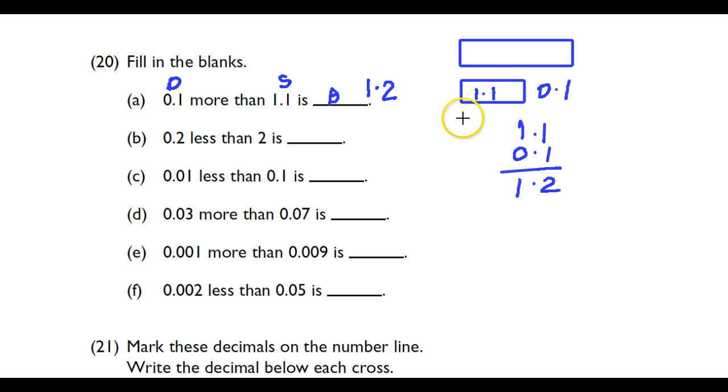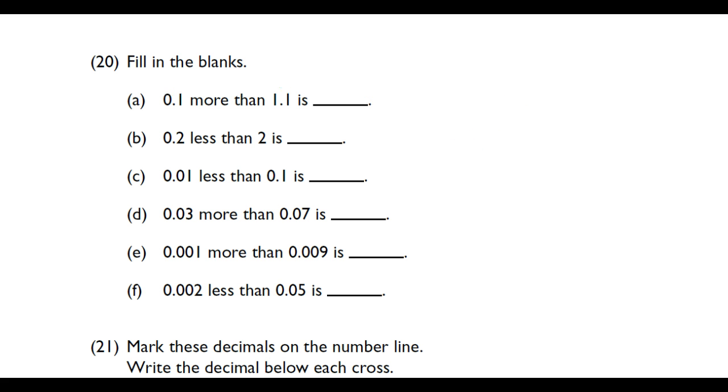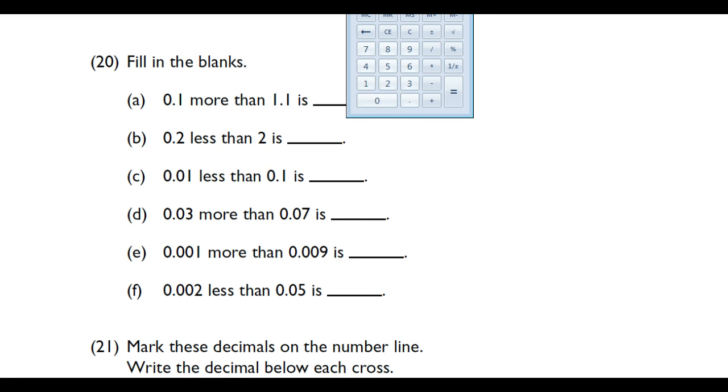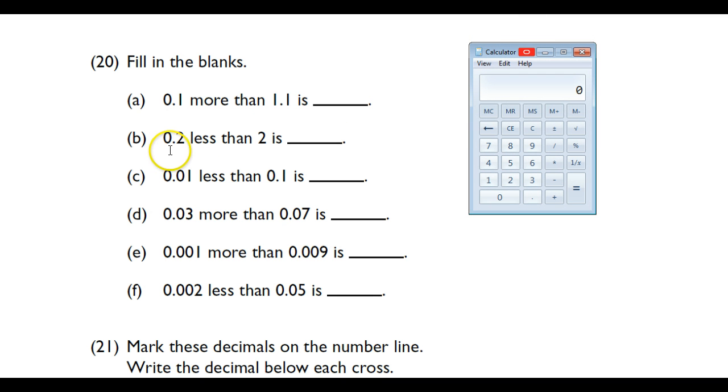Right, next let me erase this first. Get the calculator down. 0.2 less than 2. Less than 2 means 2 is the bigger number. So 0.2 less than 2.0 is 2.0 minus 0.2, which gives you 1.8. This is 1.8 over here. Right, let me just draw the answer. 1.8.